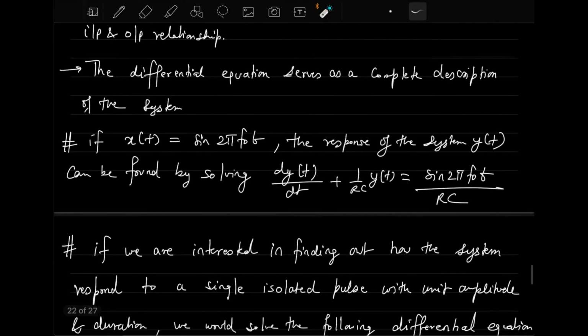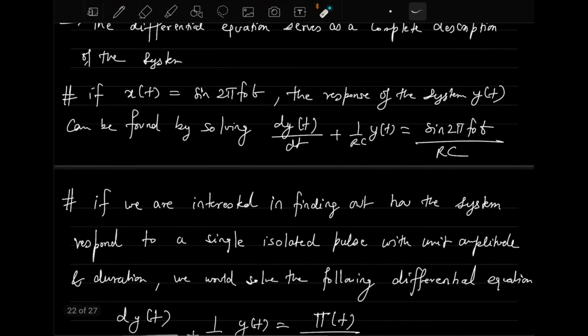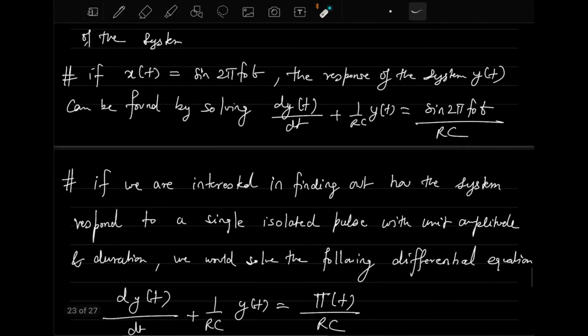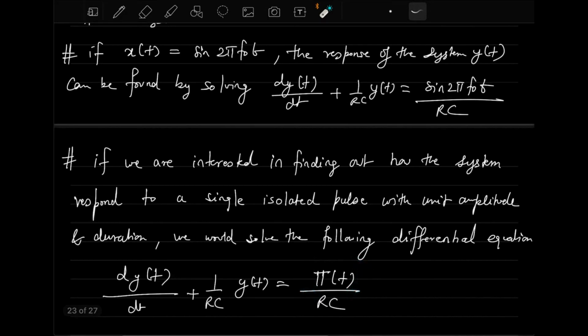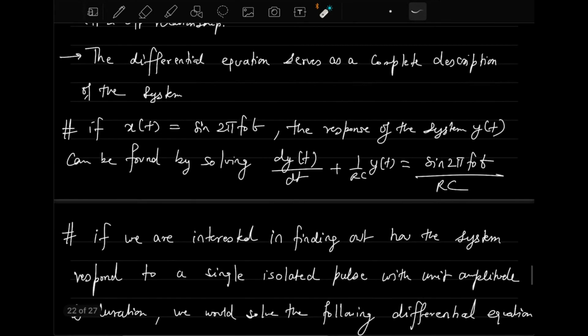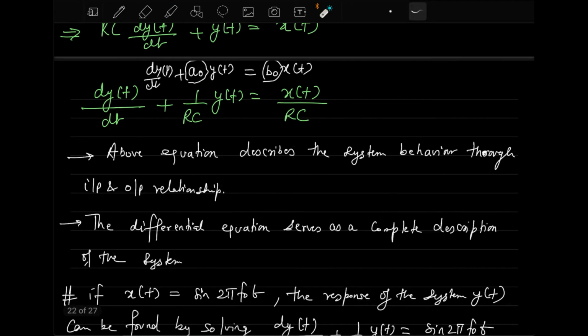But if the input is something like this, that is, you are interested in finding out the system's response to a single isolated pulse, having unit amplitude and duration, which you know is represented by pi t, then when the input is excited by this single isolated pulse, you can easily solve this differential equation and you will get the value of yt out. Any questions here related to this discussion and why we are doing this?